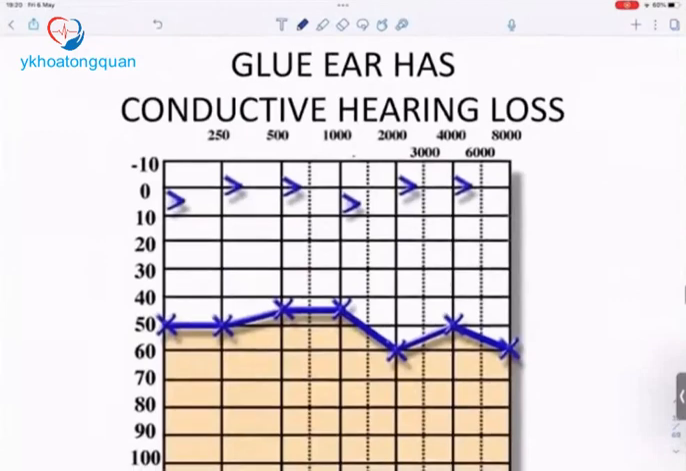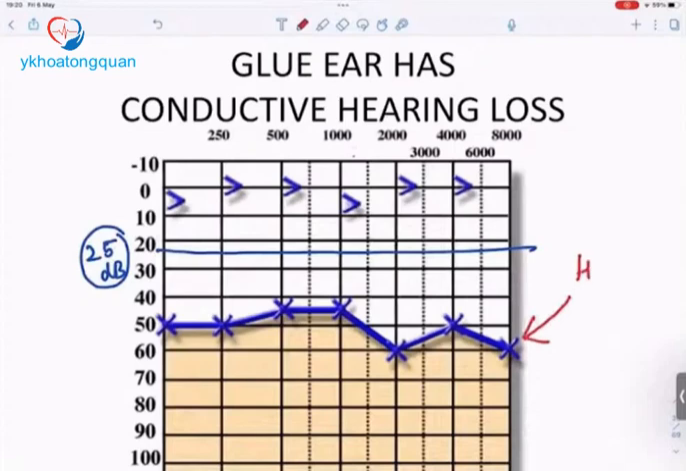Now, in this child, if you see, this is 25 decibel. Okay, the hearing line over here has come below this. That is why this patient is suffering from hearing loss.